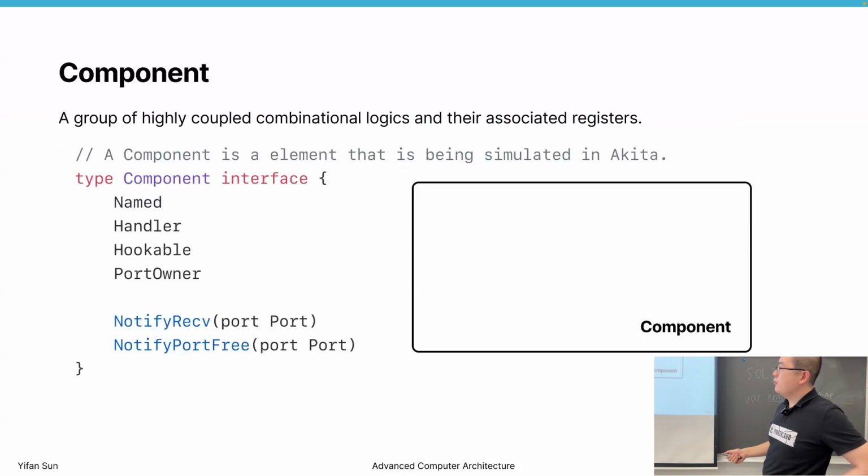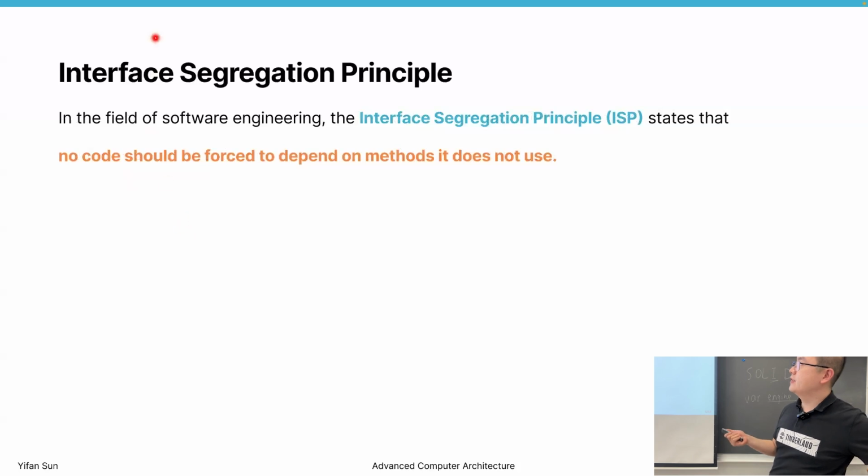Then why do we want to have these smaller interfaces? Because we want to support the interface segregation principle. That is the I principle. D is dependency inversion. I is interface segregation. What is interface segregation? In the software engineering domain, the interface segregation principle, or ISP, states that no code should be forced to depend on methods it doesn't use.